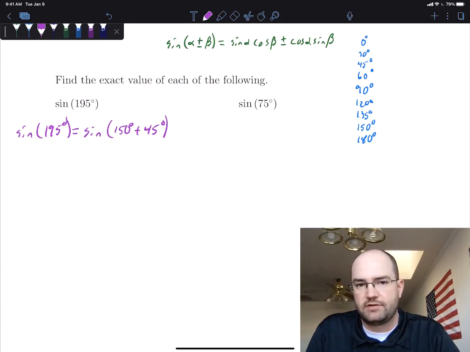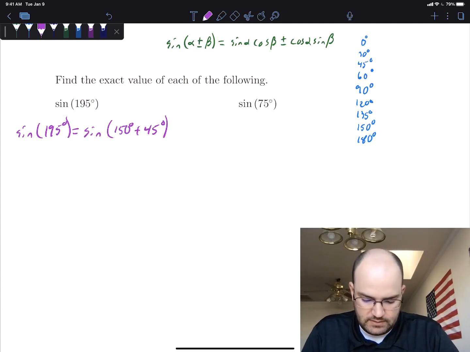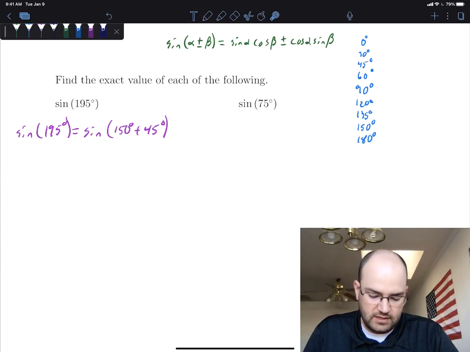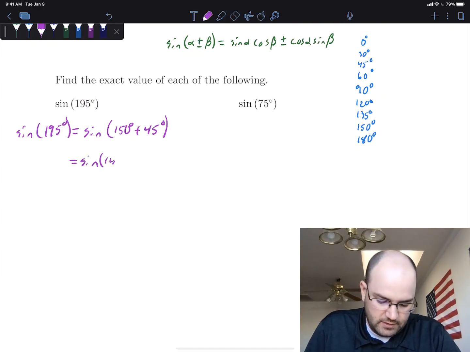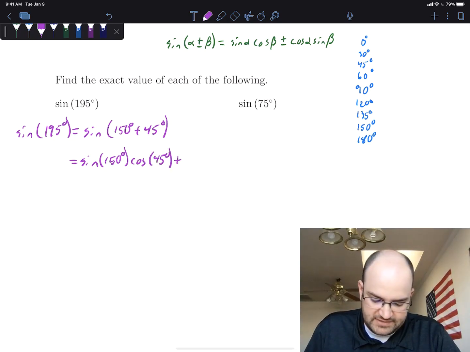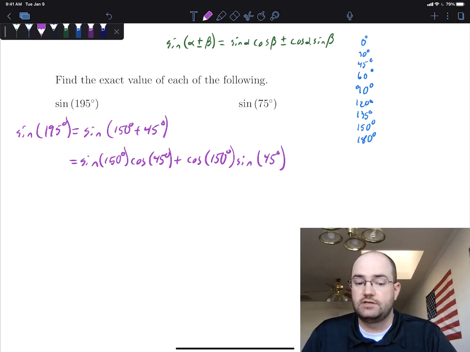Now, notice it doesn't matter if it's 45 plus 150 or 150 plus 45. And then just use the formula. Now, notice that we're using addition here, so I need to use addition between the two. This is going to give me the sine of 150 degrees cosine of 45 degrees plus cosine of 150 degrees sine of 45 degrees. And then just simplify.